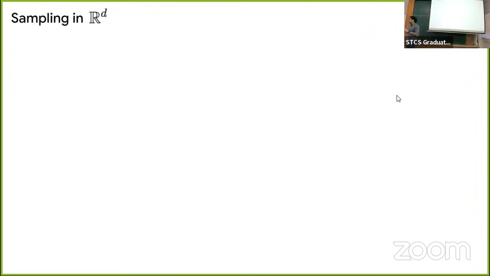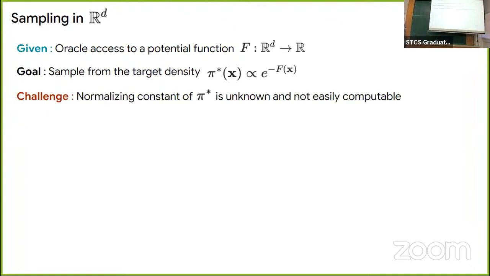Okay, so the topic which will be the overarching theme here is sampling in R^d, the real space in d dimensions. Given oracle access to a potential function f, which maps R^d to R, we want to sample from the target density pi star of x, which is the Gibbs measure with respect to f, that is e to the minus f of x. f is kind of like the Hamiltonian. The challenge here is that in high dimensions, it's very hard to compute the normalizing constant of pi star because of the curse of dimensionality. There are too many disjoint open sets of constant radius, and therefore this is a hard problem in general.